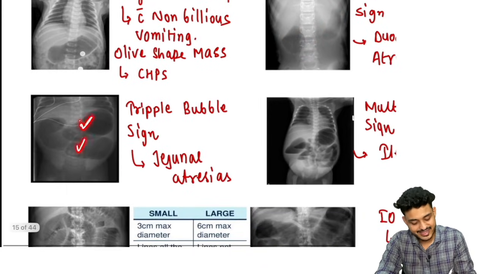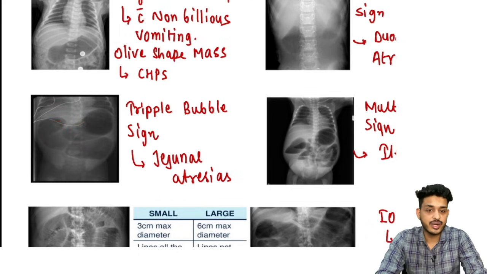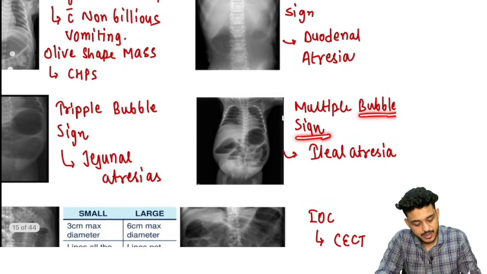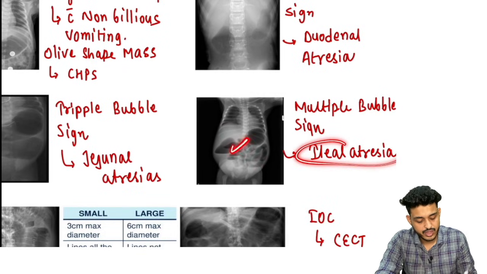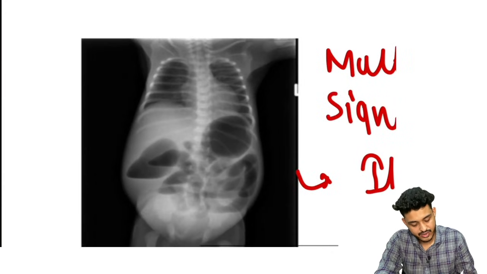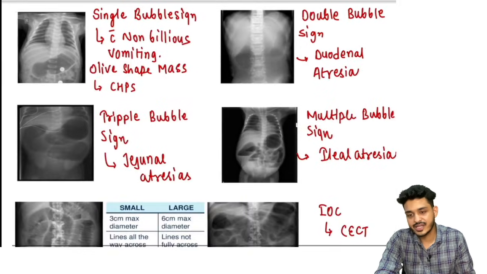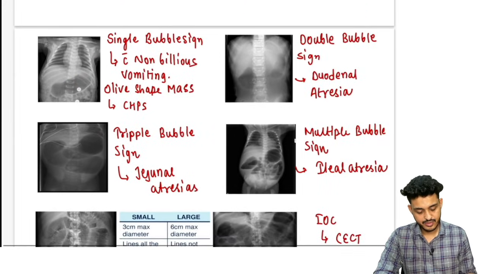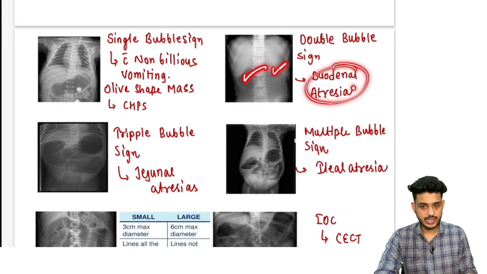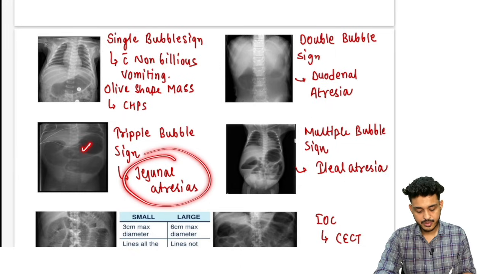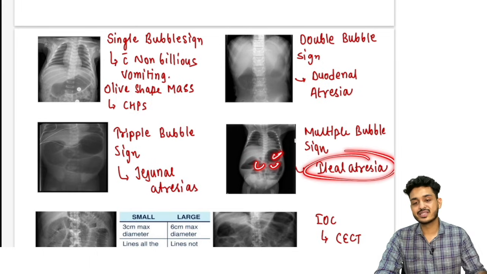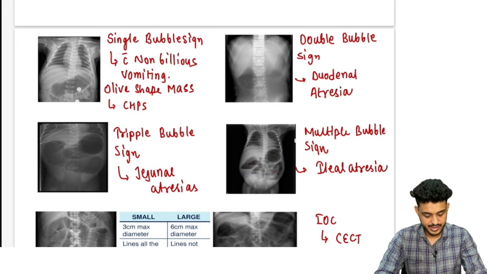Triple bowel sign is suggestive of what? It is suggestive of jejunal atresia. And multiple air filled bubbles sign is suggestive of ileal atresia. You can appreciate multiple bubbles. So single bubble is going to be CHPS or biliary atresia, double bowel is duodenal atresia, triple bowel is jejunal atresia, and multiple bowel is ileal atresia.